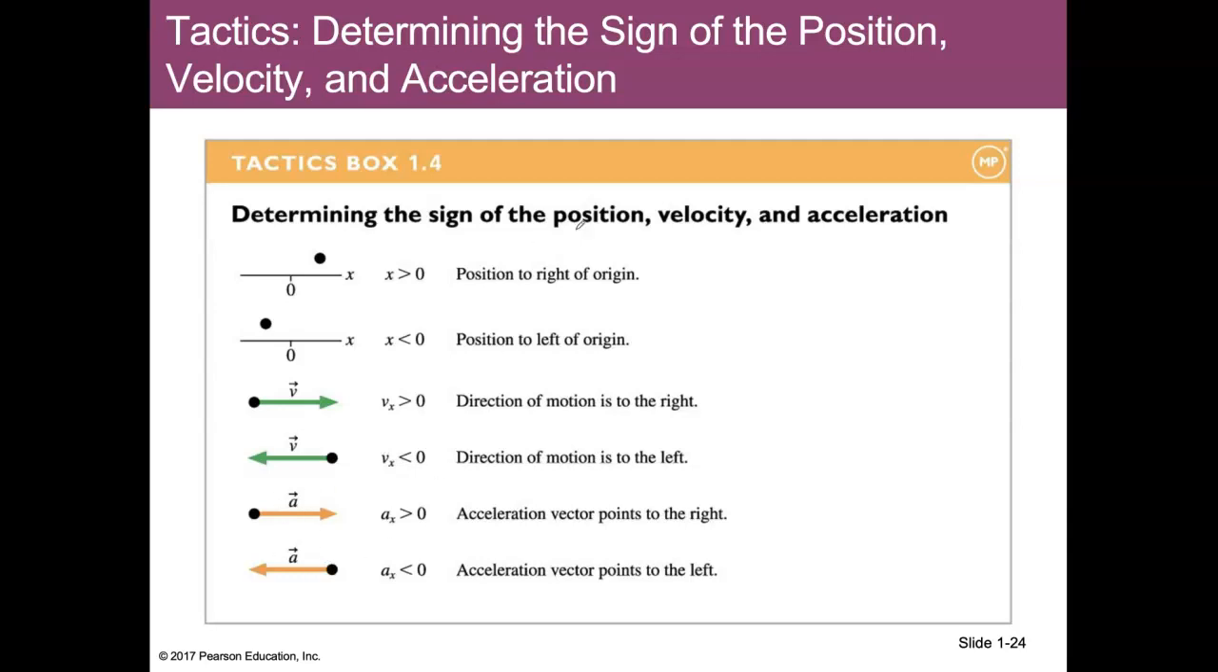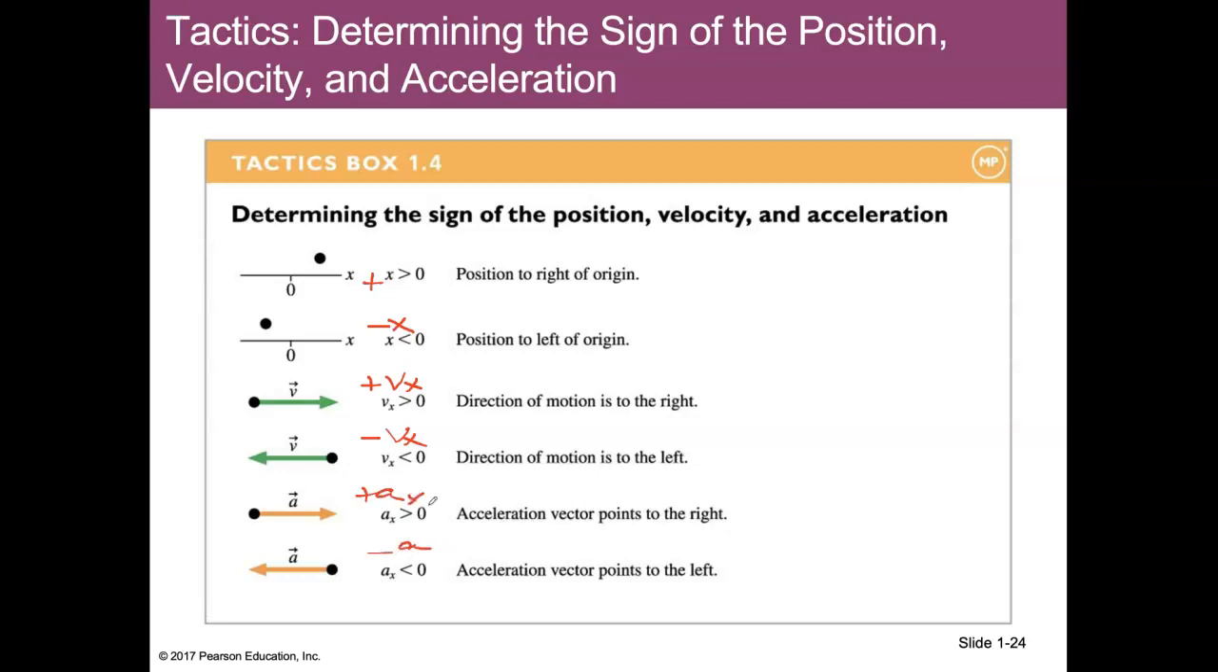Here, this is going to be positive, and this one's negative. So we want to make sure that we can determine the position, velocity, and acceleration values. So remember, we said this is going to be a positive position, this is going to be a negative position. This is going to be a positive velocity, negative velocity. You kind of get the hint here. Positive acceleration, and finally a negative acceleration.